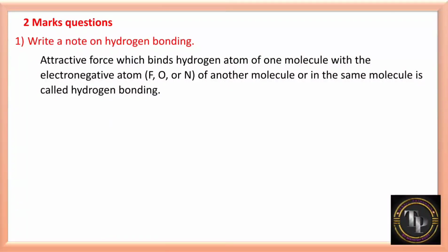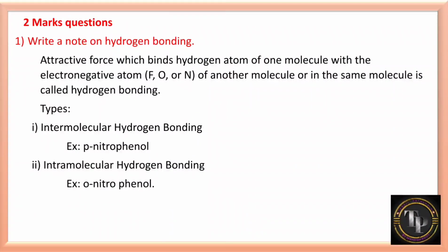So hydrogen bonding is classified into 2 types based on where the hydrogen bond is formed. If the hydrogen bond is formed within a molecule, then it is called intramolecular. Outside, between 2 molecules, then intermolecular. So intermolecular hydrogen bonding is found in paranitrophenol. Intramolecular hydrogen bond is found in orthonitrophenol.